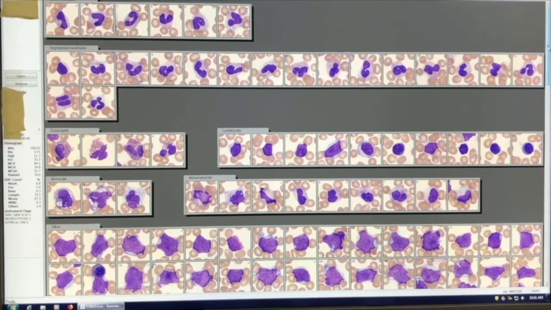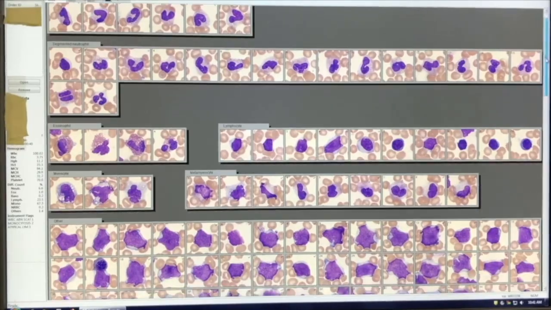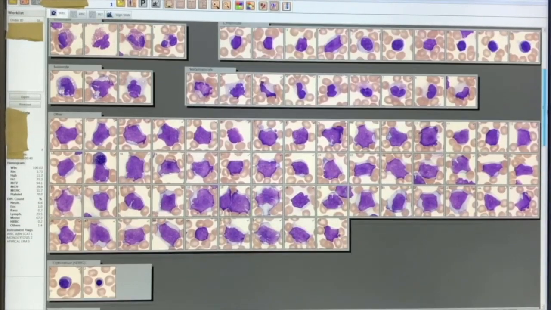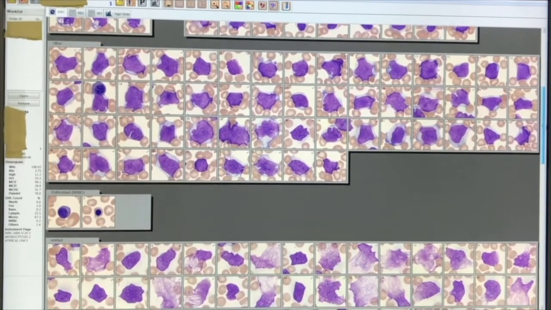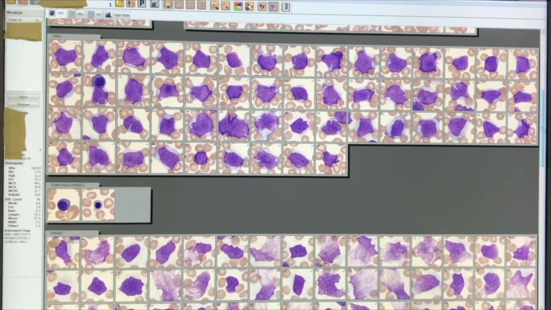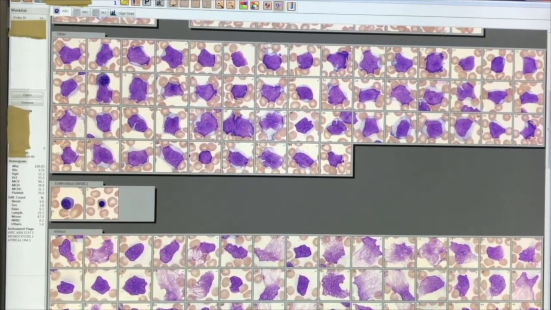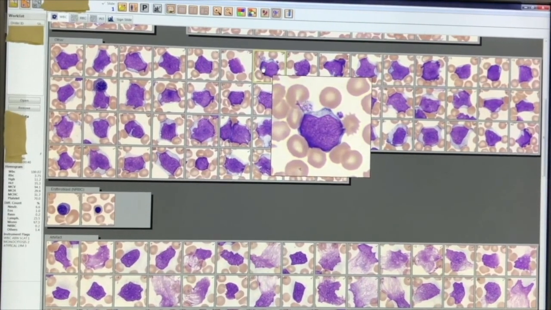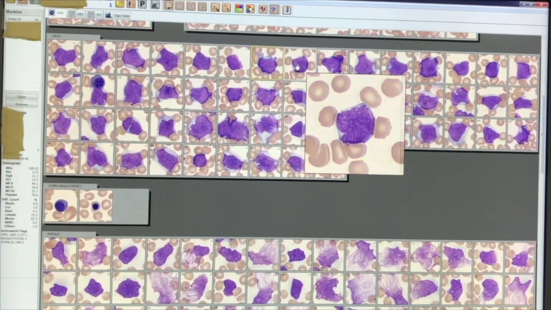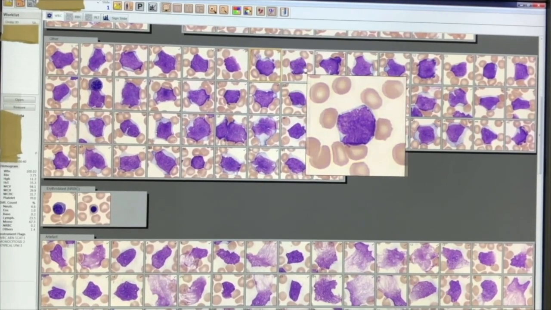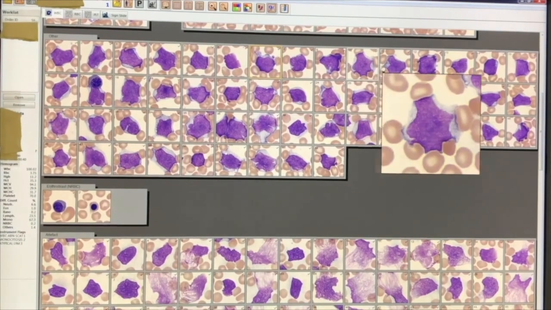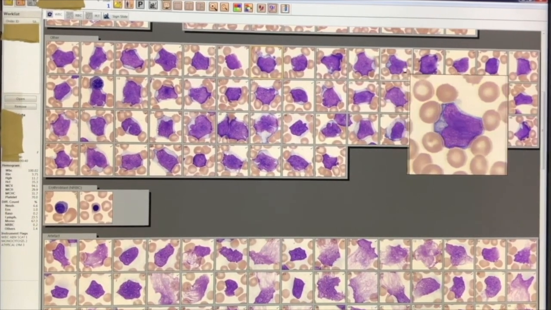In this case, we see a large number of large atypical cells with high nuclear to cytoplasmic ratios. Underneath those cells, we have occasional nucleated red cells as well as disrupted cells, which can affect the accuracy of the differential count. We can click on each of the atypical cells and see that they are large cells with high nuclear to cytoplasmic ratios and open chromatin, consistent with blasts. This slide would then be further reviewed by a pathologist.